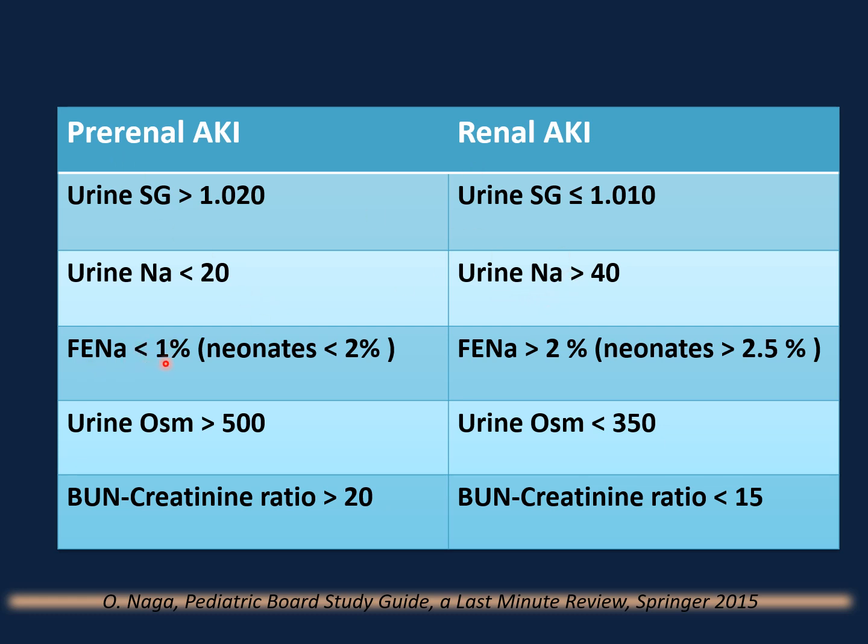FeNa will be less than 1% in pre-renal. FeNa will be more than 2% in renal causes or intrinsic causes. For neonates, it will be less than 2%, and more than 2.5% in cases of renal. Urine osmolality will be elevated in pre-renal, and urine osmolality will be low in cases of renal or intrinsic acute kidney injuries. BUN to creatinine ratio is more than 20, and in cases of renal or intrinsic it is less than 15. I use the numbers less than 15 and more than 15 just to make it easy to remember, but in pediatrics generally it will be more than 20.